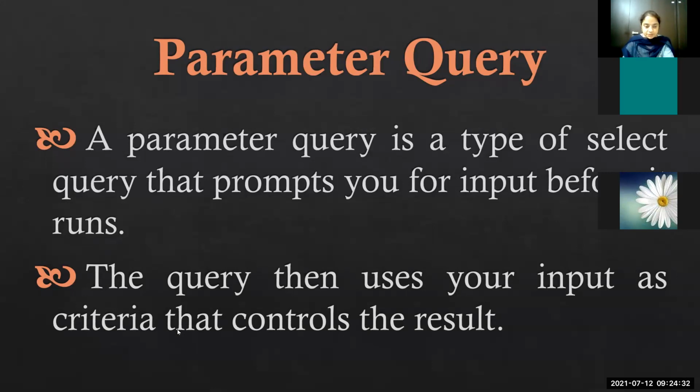Okay, clear? In select query, the criteria or condition is specified at the design time. Every time the same condition or same criteria is used. But in parameter query, it asks you to give the input. And that input is used as a criteria to control the result, whatever result or whatever records I want to see.